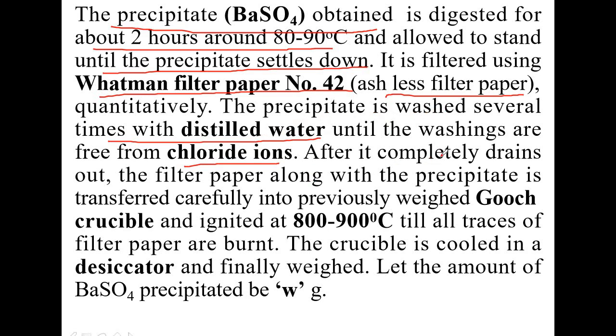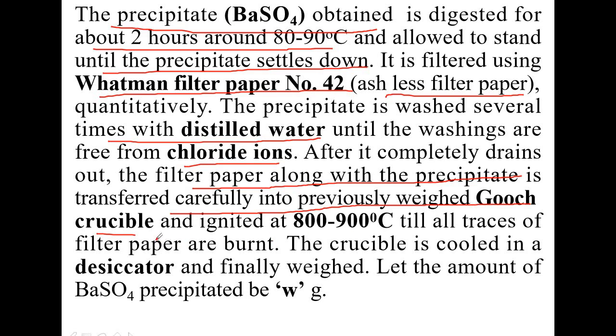After the water completely drains out, the filter paper along with the precipitate is transferred carefully into a previously weighed Gooch crucible. A Gooch crucible is nothing but a silica crucible. First we take the empty crucible along with the lid, weigh it, and record the weight. After that the filter paper along with the precipitate is transferred carefully into this Gooch crucible.